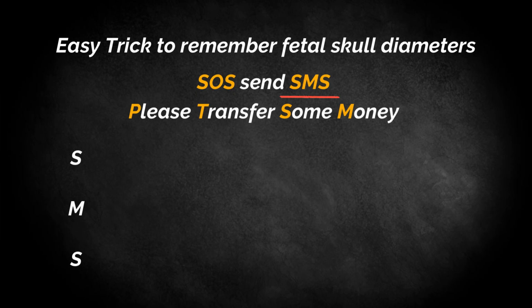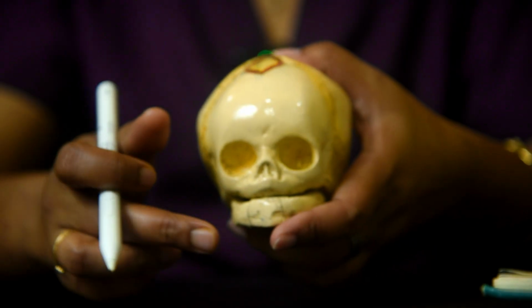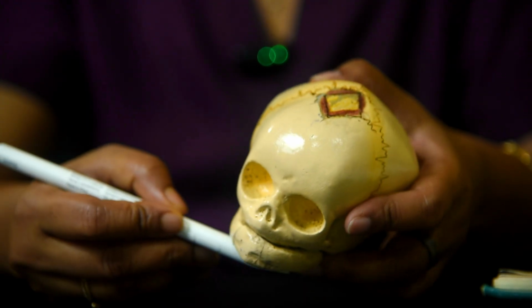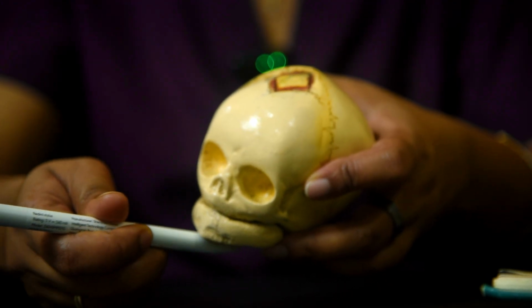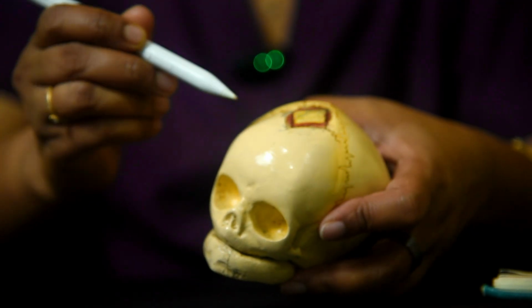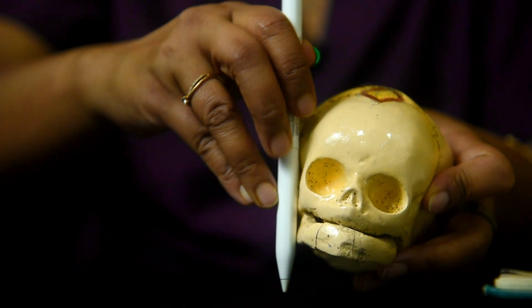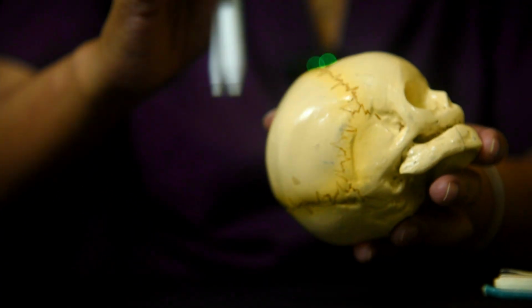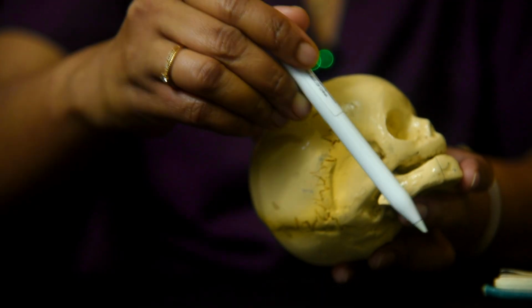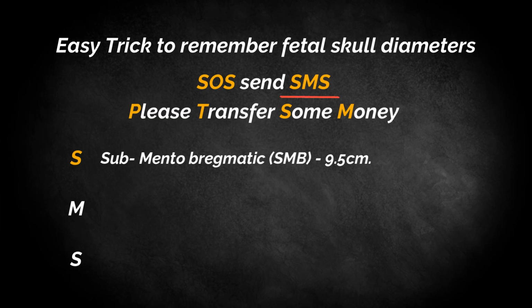So first start with the SMS. First S stands for submentobregmatic, SMB. Submentobregmatic is from the point where the chin joins the neck to the center of the bregma. So this diameter, from here to the center of bregma, is known as the submentobregmatic, which is 9.5 centimeter.